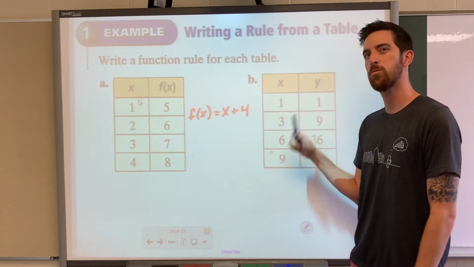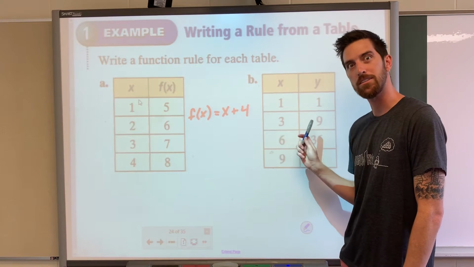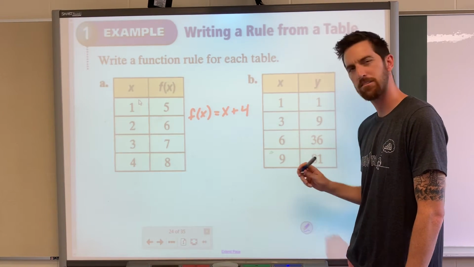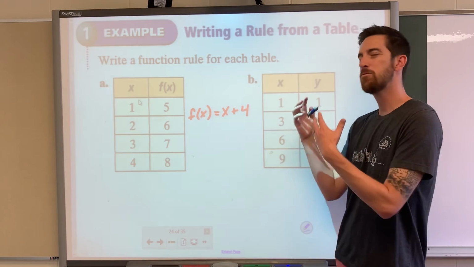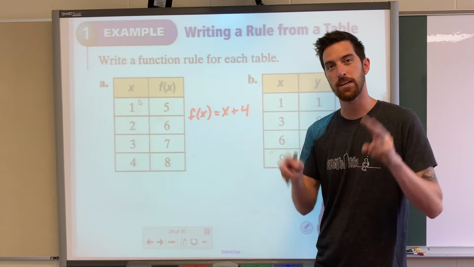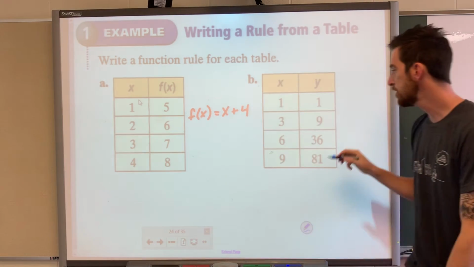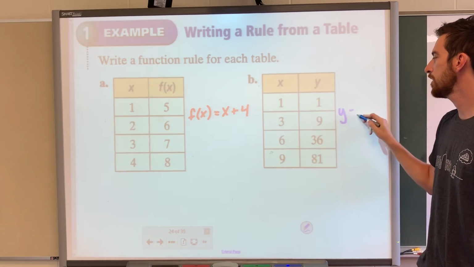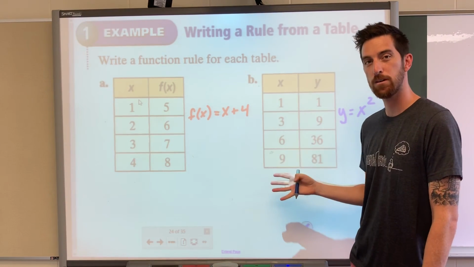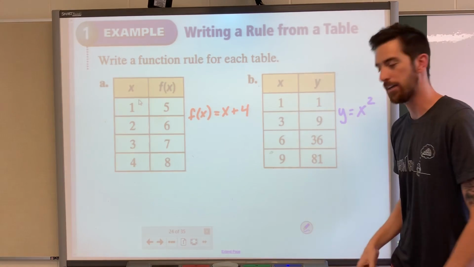1 times 1 is 1. 3 times 3 is 9. 6 times 6 is 36. 9 times 9 is 81. So you are multiplying the first column by itself. The way you indicate that is by saying squared. So for this one, we could say y equals x squared. Anytime you take the first column and you square it, multiply it by itself, you get the second column.